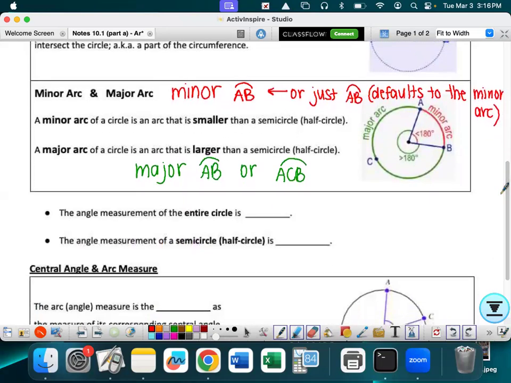So 2 more things, or I guess technically 3 more things before we get into some examples. 1, the entire angle measurement of a circle is how many degrees? 360. So that means that the angle measurement for a semicircle or a half circle is how many degrees? 180. So just half of 360.